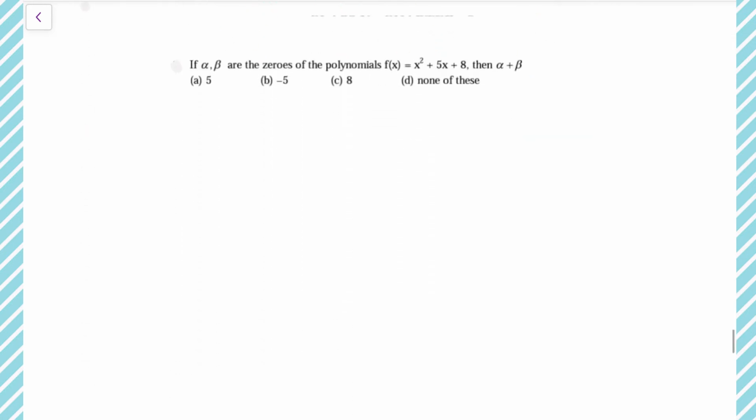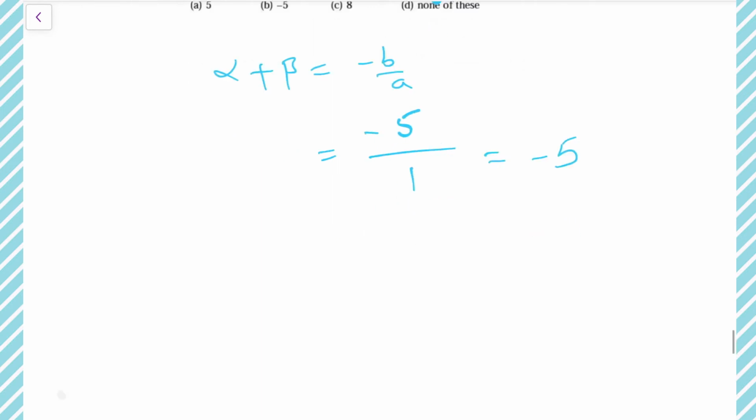Next, if alpha, beta are the zeros of the given polynomial x square plus 5x plus 8, then what is alpha plus beta? So alpha plus beta is equal to minus b by a. Here minus as it is, b is nothing but the x coefficient. Here x coefficient is 5, divided by a. A means x square coefficient. Here before x square nothing is there, means 1. So minus 5 divided by 1, it is minus 5.